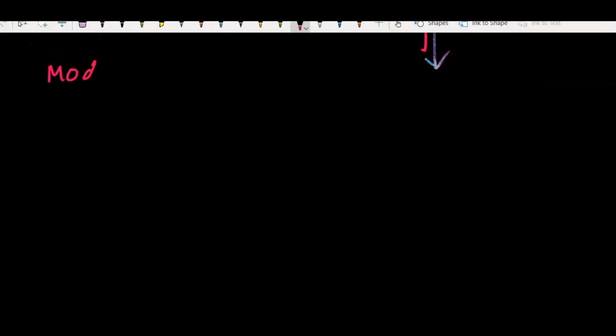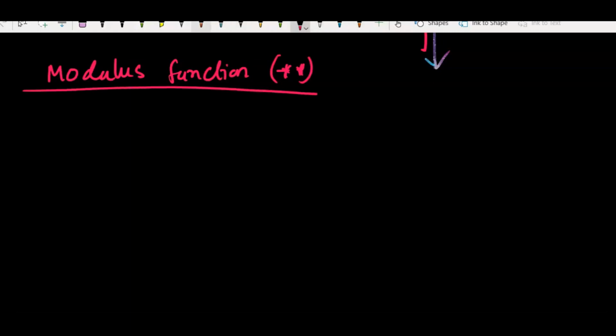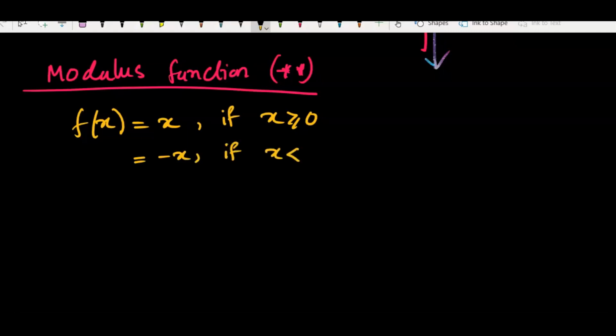Now you have the modulus function. The modulus function is very important. So how is this modulus function defined? We define it like this: f(x) is equal to x if x is greater than or equal to 0, and f(x) is equal to minus x if x is less than 0. So it has two conditions. When x is greater than or equal to 0, f(x) is x.